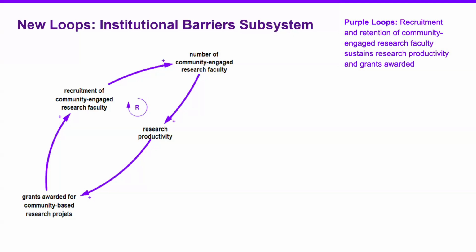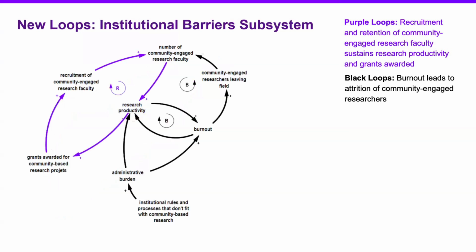So this first one here shows recruitment and retention of community engaged research faculty. We see that when we are able to recruit and retain community engaged research faculty, it helps to sustain research productivity and the grants awarded to sustain community engaged research, which makes sense. The black loops show how burnout leads to the attrition of community engaged researchers.